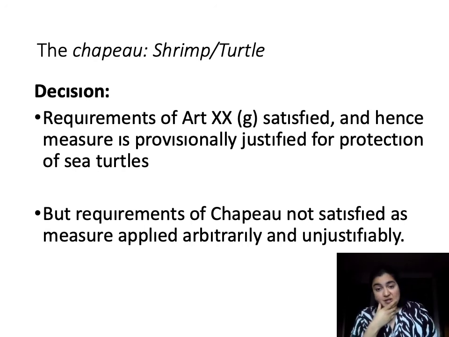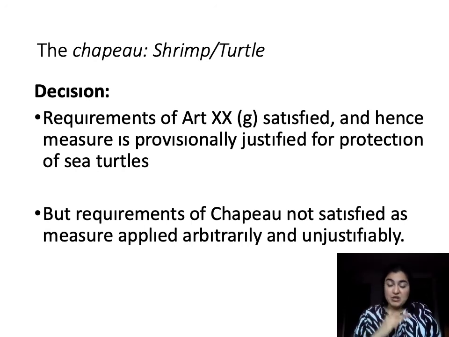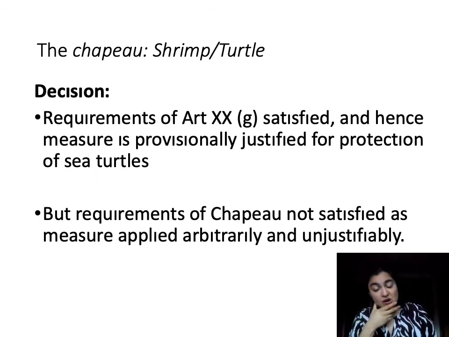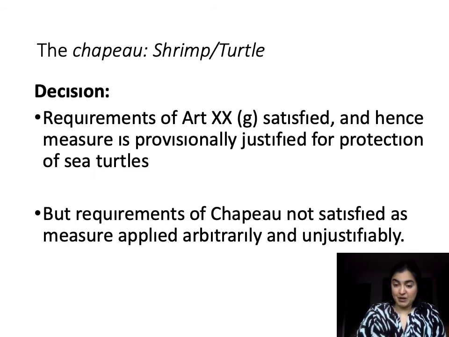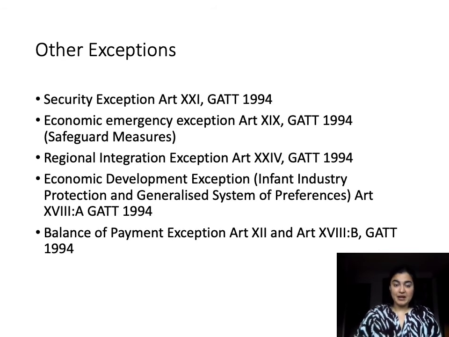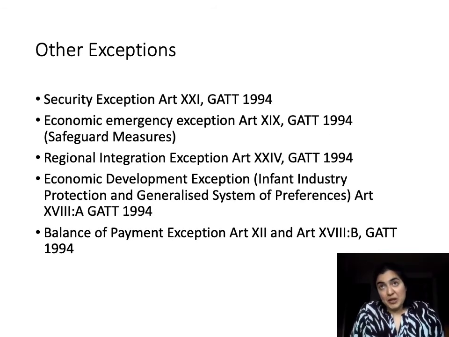So the decision was that their measure is preliminarily justified under Article 20G because they've satisfied the requirements of Article 20G, but the requirements of the chapeau are not satisfied because the measure is applied in an arbitrary and unjustifiable manner. And that was the US Shrimp case. And this is how you satisfy the requirements of the chapeau.